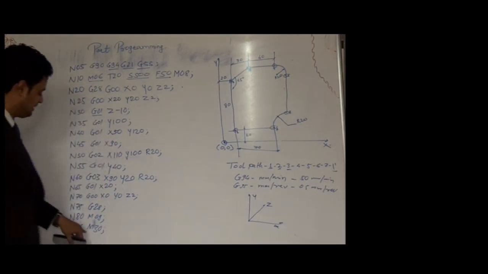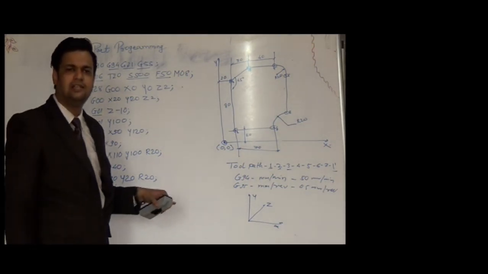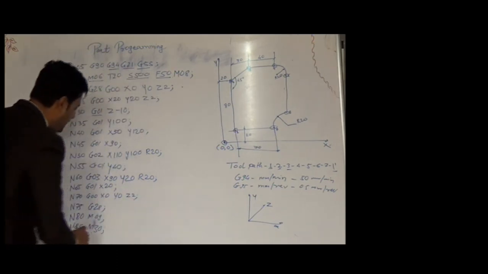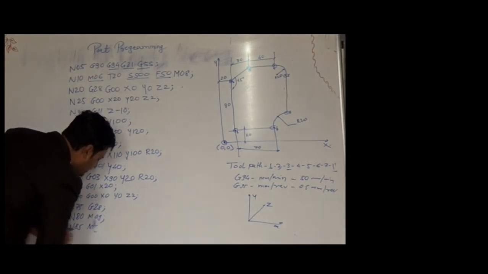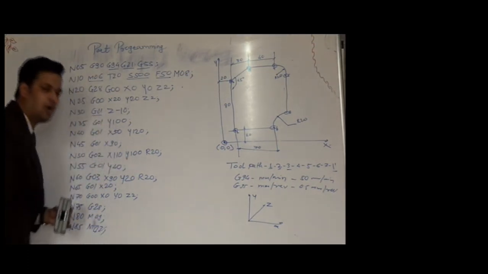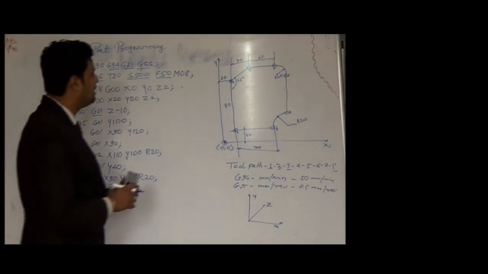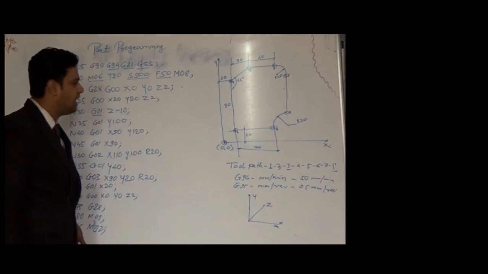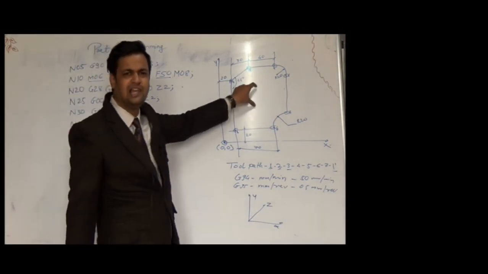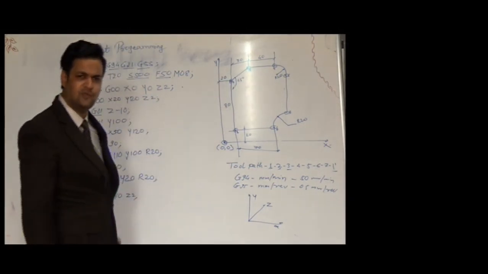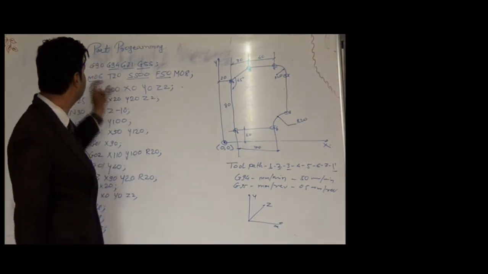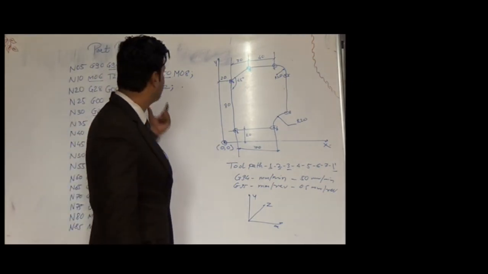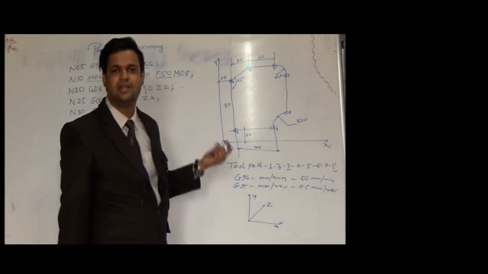M30 represents that the program stops and resets to the initial position of your program. If I am using M02 instead of M30, only the program will stop. Suppose this profile you have to machine 10 times, then you have to use M30, and if it is job production, only one single manufacturing, then you have to use M02. Okay, this is a simple manual part programming using a VMC machine, and the codes used are miscellaneous codes and preparatory codes. Thank you.